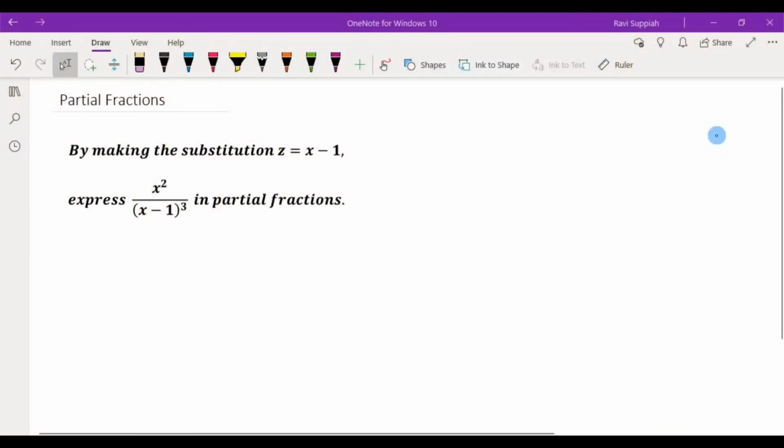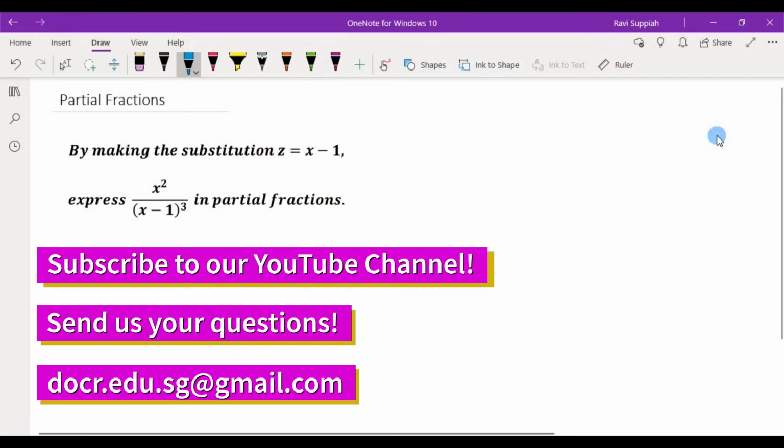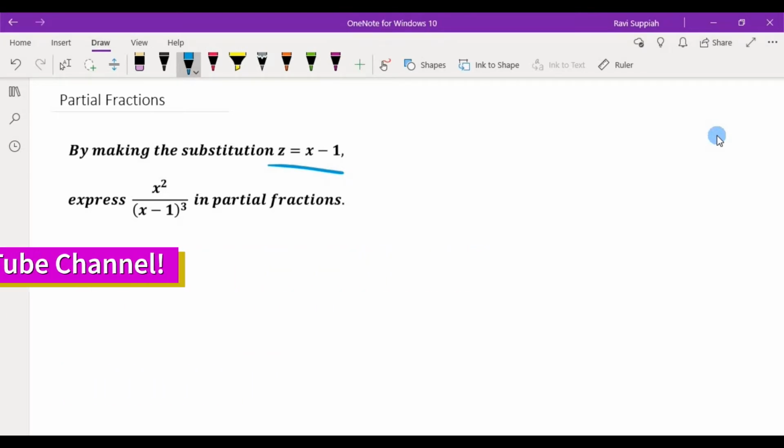Hi, learn how to use substitution in a very interesting way to solve this question on partial fraction expansion. We are asked to use this substitution, where z is equal to x minus 1, to express this x squared over x minus 1 cubed in terms of partial fractions. Now, let's look at this substitution.